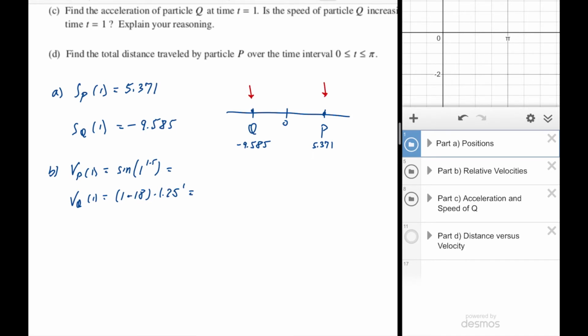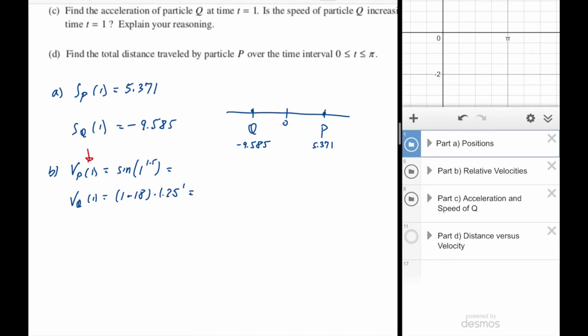So are they moving towards each other or away from each other? If they're moving towards each other, p would have to be moving to the left, so the velocity would have to be negative. If q is moving to the right, that velocity would have to be positive. So we need to test or find the velocity at that given point. For part B, I'm going to evaluate our velocities for p and q at time equals 1.